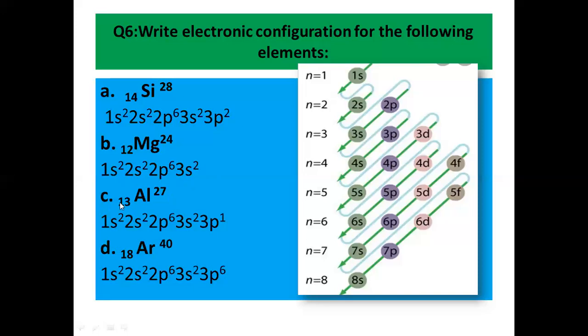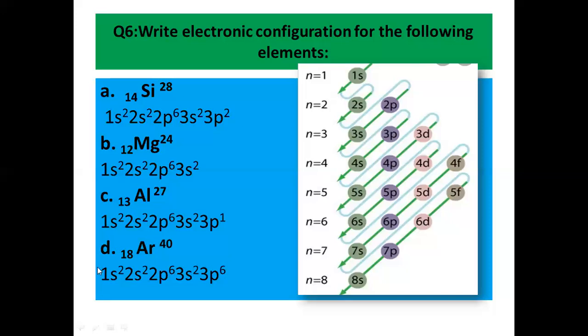For aluminium, atomic number is 13. So 1s2, 2s2, 2p6, 10 electrons, 3s2, 11, 12, only one electron is left. So that one electron will go to the 3p, because s cannot accommodate more than 2 electrons. That electron will go to the next subshell, which is 3p. You can see after 3s is 3p.